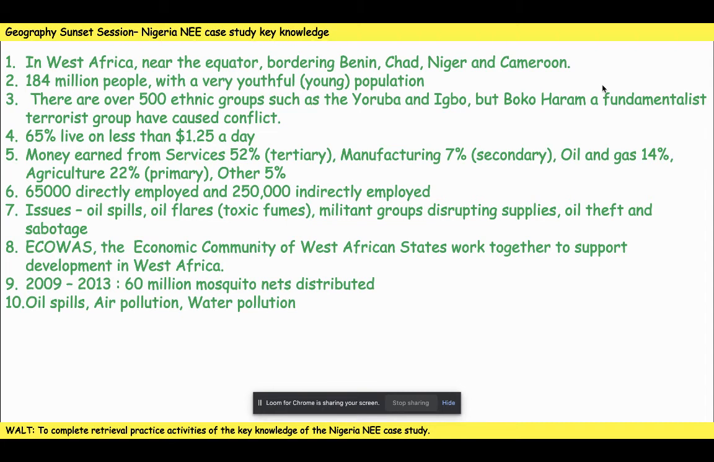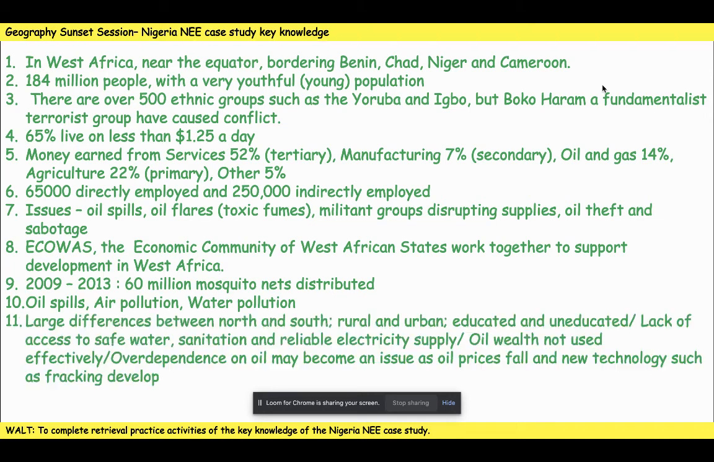Remember, when you talk about pollution, it's really important to specify which. Is it air pollution? Is it water pollution? Is it waste pollution? Number 11, so there are large differences between the north and south of Nigeria, but also large differences between rural and urban Nigeria.